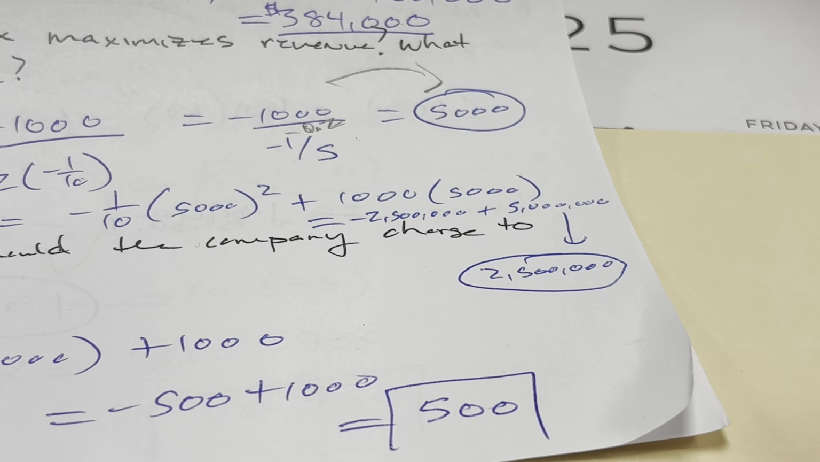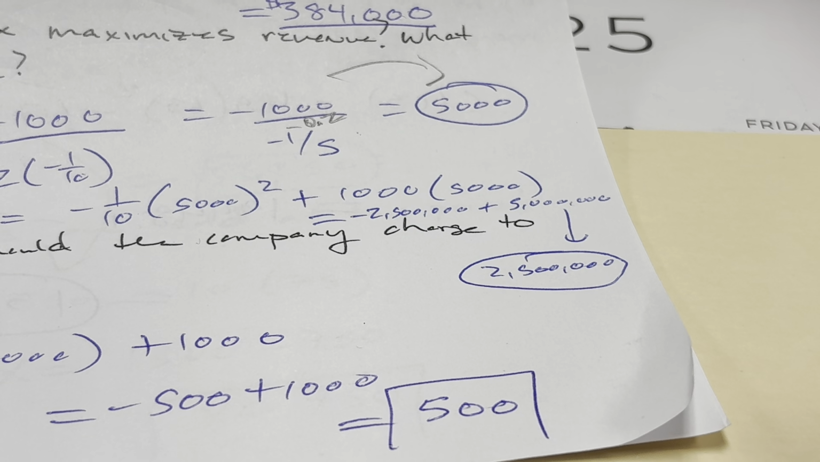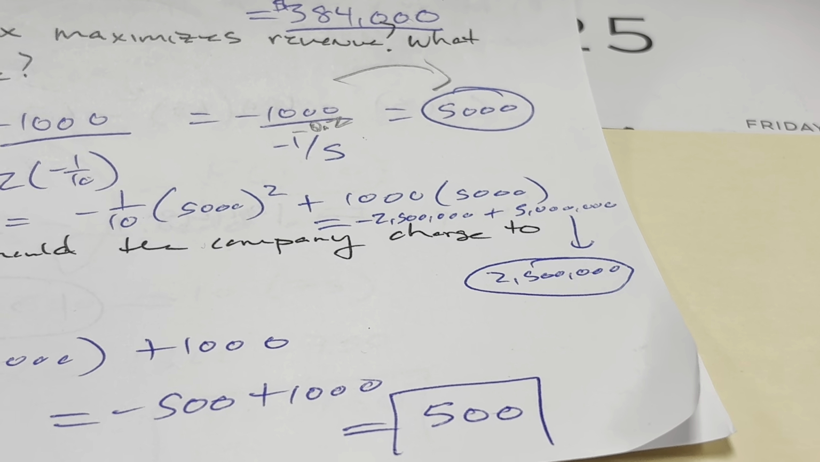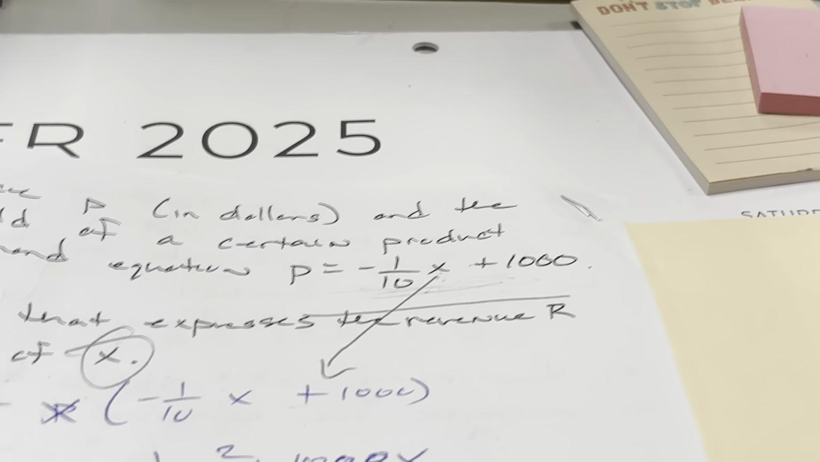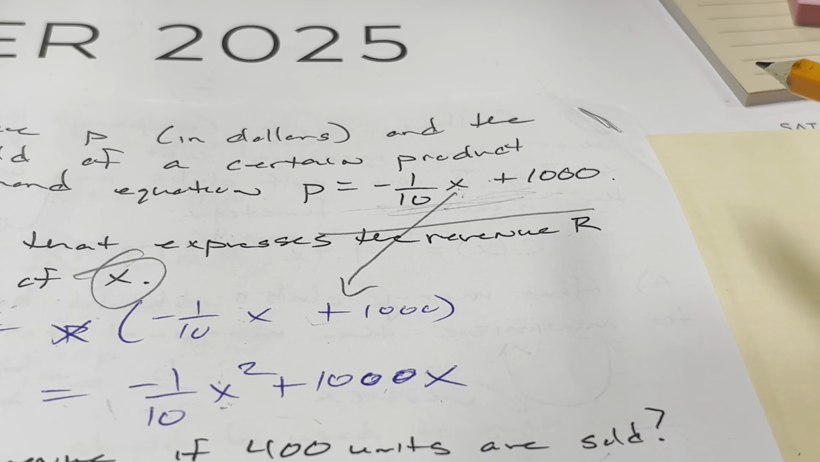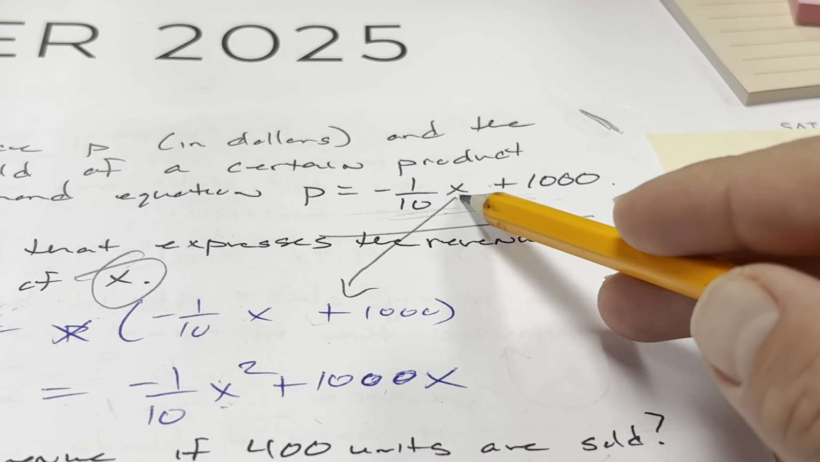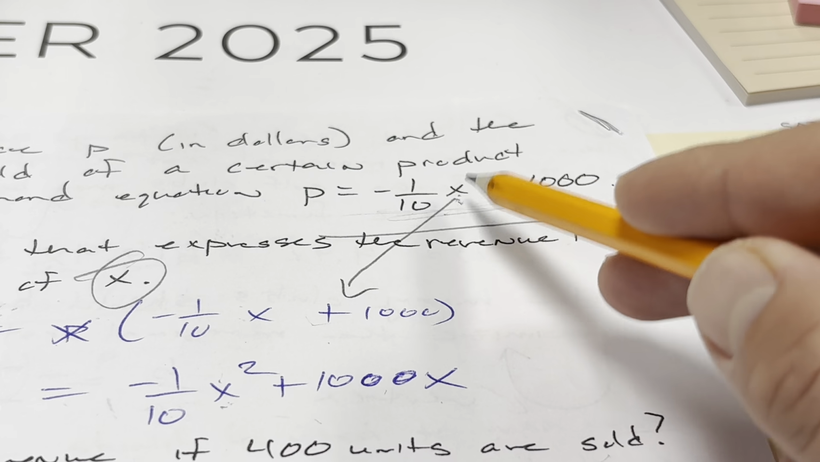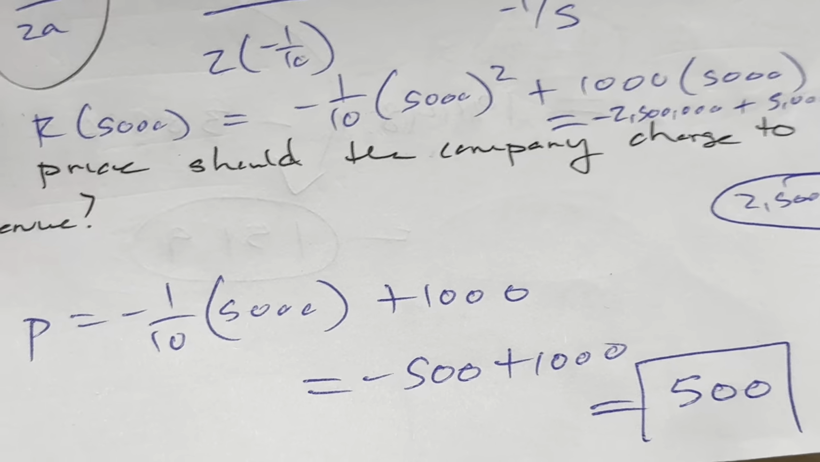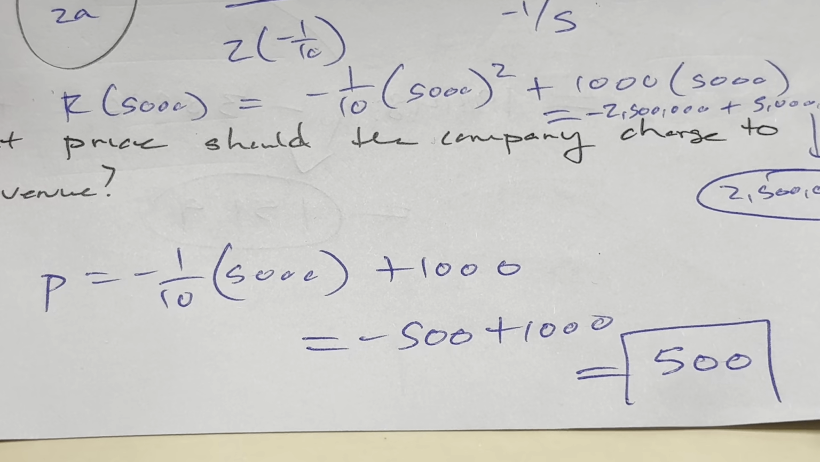All right. And then what price should the company charge to maximize revenue? We go back to that demand equation. So we said that 5,000 was the X value that maximizes it. So we plug 5,000 in for X right there. All right, we'll get 500.